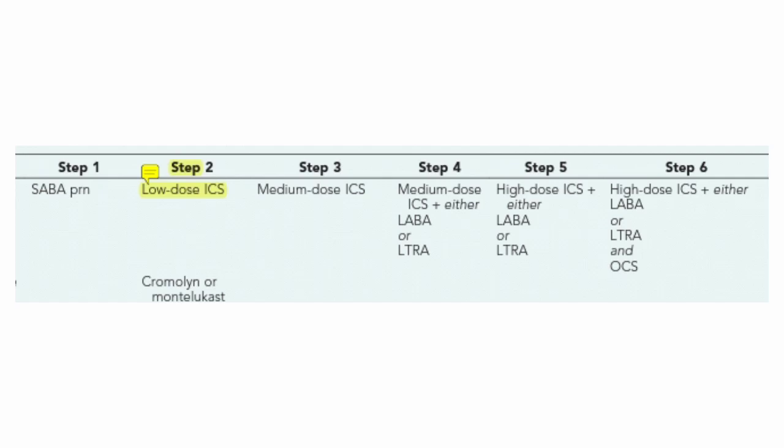Step 5 is the high dose inhaled corticosteroid along with the LABA or LTRA. And step 6 is the high dose inhaled corticosteroid with LABA, LTRA, and oral corticosteroid. So in this, oral corticosteroid will be added. So SABA, low dose inhaled corticosteroid, medium dose inhaled corticosteroid, medium dose plus LABA, LTRA, high dose plus LABA, LTRA, then high dose plus LABA, LTRA, and oral corticosteroid. So these are the 6 steps of management. You should remember them.